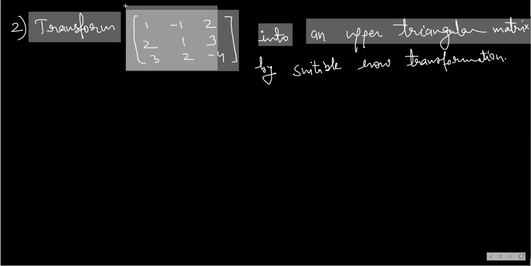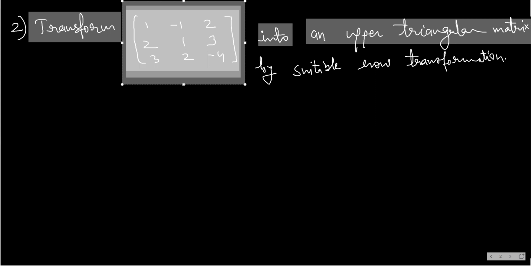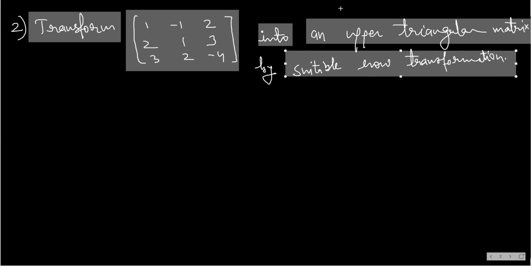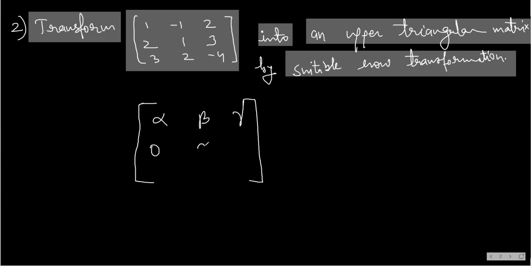See, this is a square matrix, and we have to convert this square matrix into an upper triangular matrix, by suitable row transformation. Now see students, first of all, what is an upper triangular matrix? A square matrix in which all the elements below the principal diagonal elements are 0. So suppose here I have a matrix alpha, beta, gamma, 0, A, B, 0, 0, C.